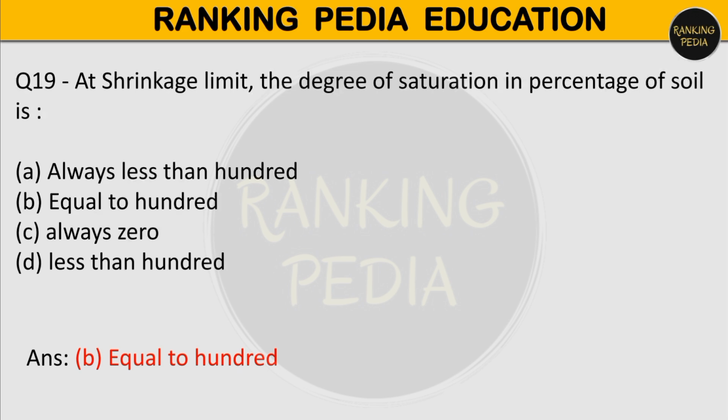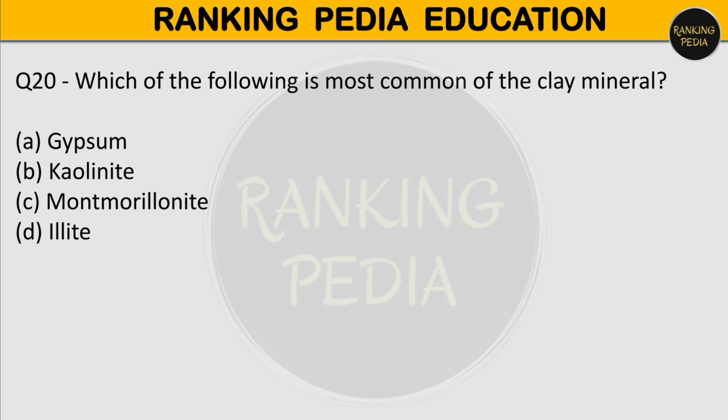Next question is, which of the following is the most common of the clay minerals? Your options are gypsum, kaolinite, montmorillonite, or illite. So which one is the correct? The most common clay mineral is montmorillonite. It is a mineral with a nanofoil structure. So you have to remember this. The most common of the clay minerals is montmorillonite. That is option number C is correct.